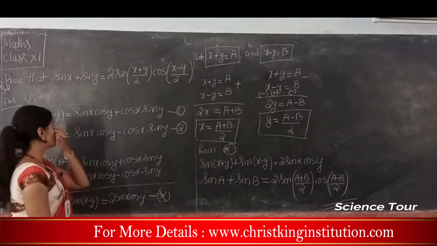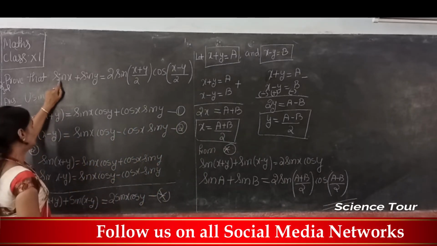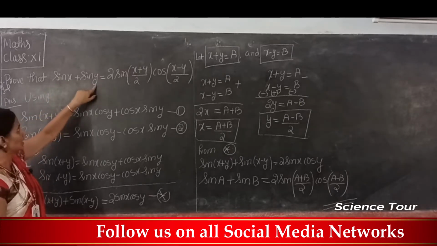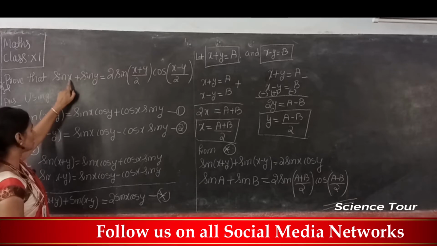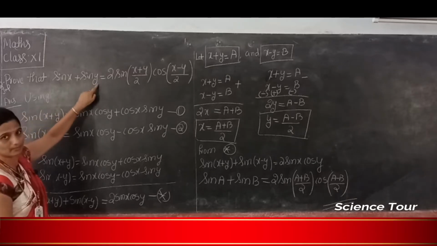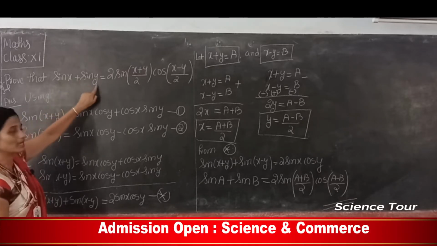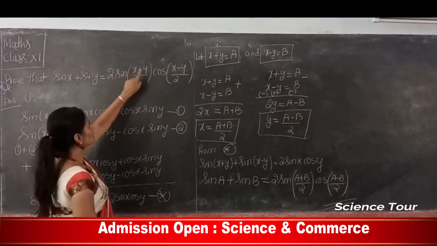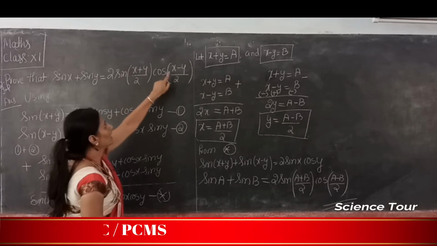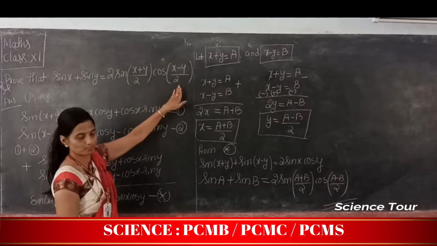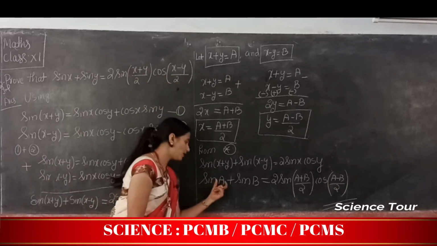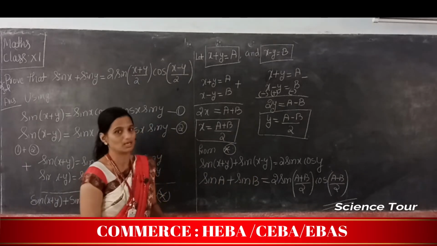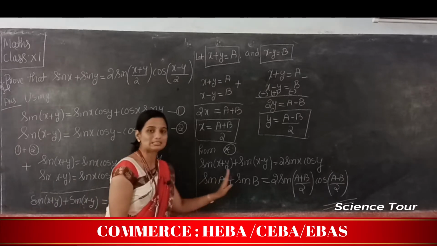How is it proved? See here. Here it is sin x plus sin y, right? Here the variables are x and y. Then here the variables are (x plus y) by 2 and (x minus y) by 2. But what we got has variables a and b. The format is the same, but the variable is changed.